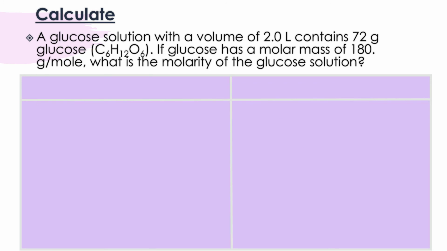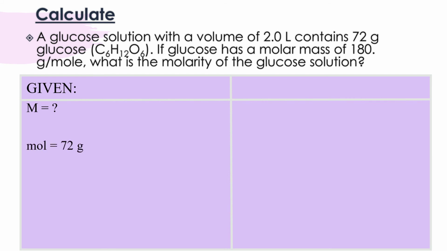Okay, moving on. A glucose solution with a volume of 2 liters contains 72 grams of glucose. If glucose has a molar mass of 180 grams per mole, what is the molarity of the glucose solution? The given is located on the left-hand side once again, and we go in the order of the equation. So we're solving for molarity.